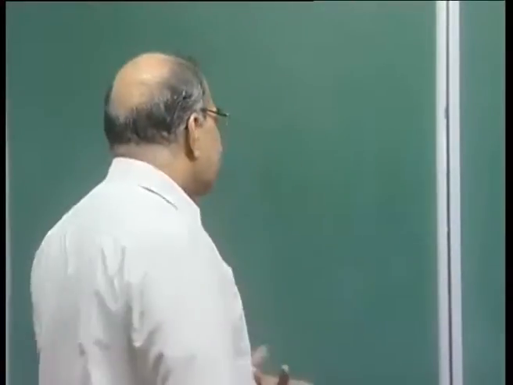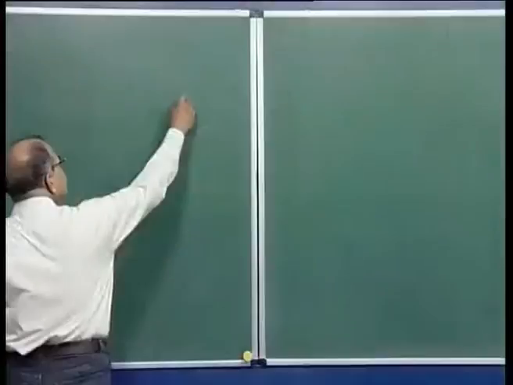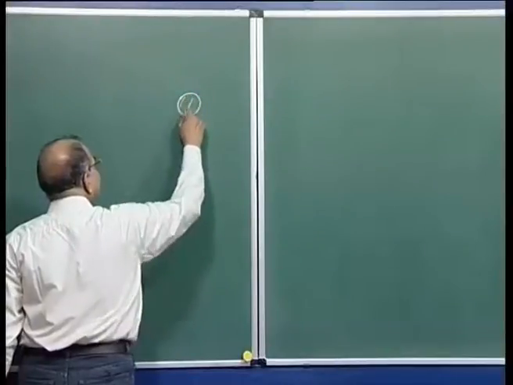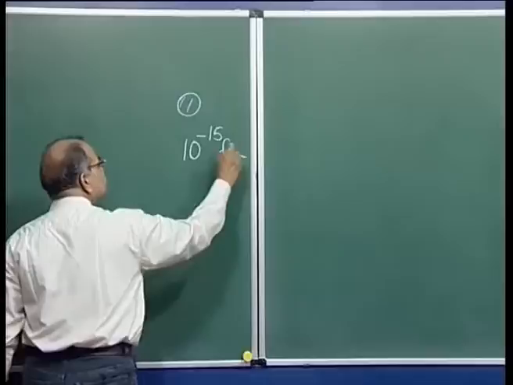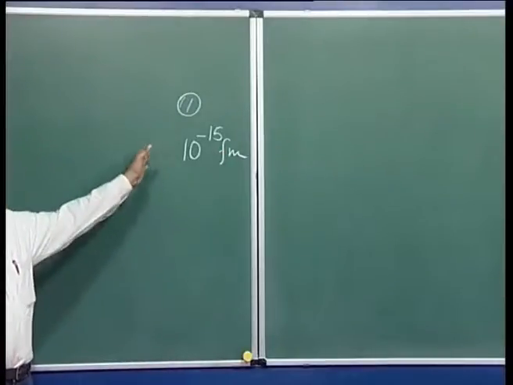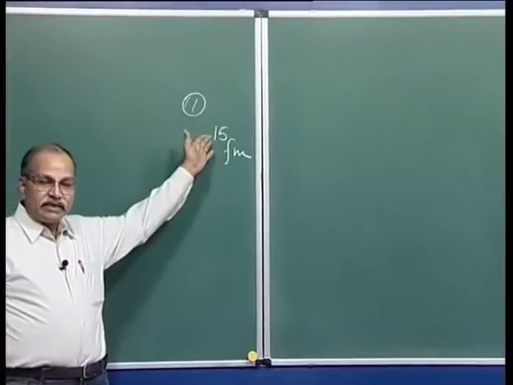In the previous lecture we were talking of nuclear size. As you all know, we had discussed that the nucleus is of the order of 10 to the power minus 15 meters, that is, femtometers. But how do we measure this size?